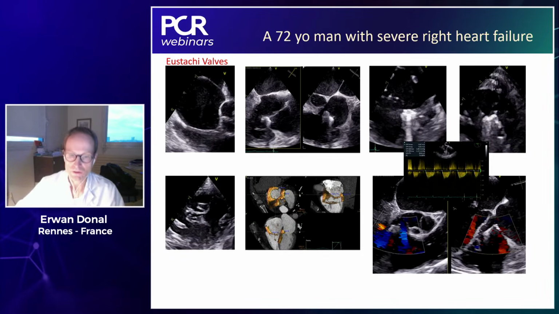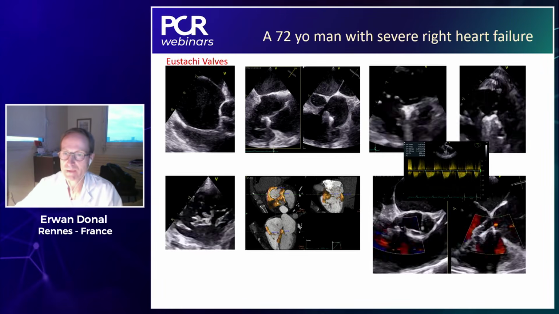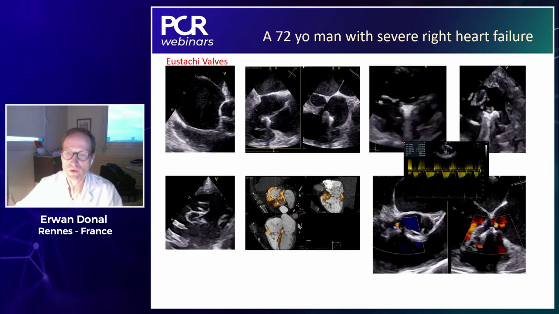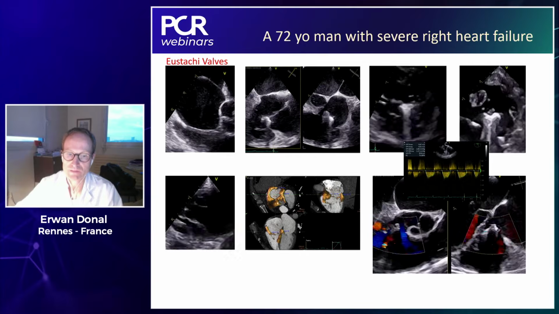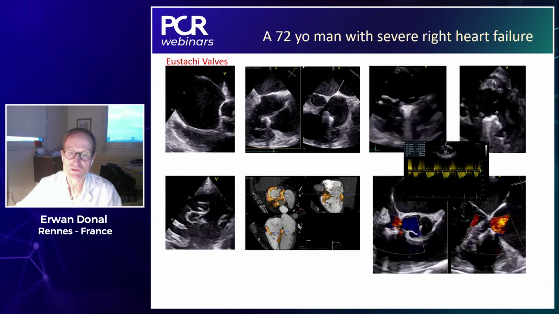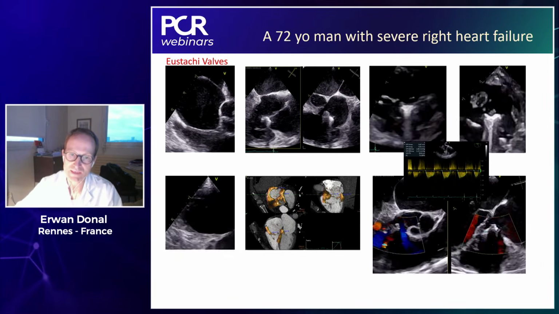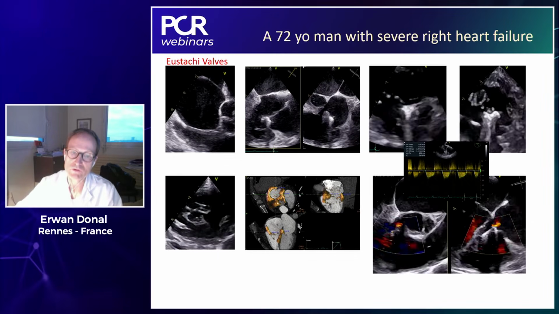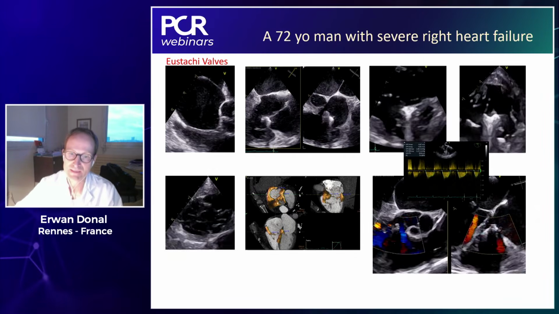Okay, so just an example of a patient, a 72 years old man with a severe right heart failure. And as you can see, we use all the capabilities of our echo machine to implant 3 clips to deal with the severe TR of this patient. So we use first the transesophageal approach. And as you can see on the left side, we have an important Eustachian valve, and the Eustachian valve could be an issue if we want to move perfectly the device in the right atrium.